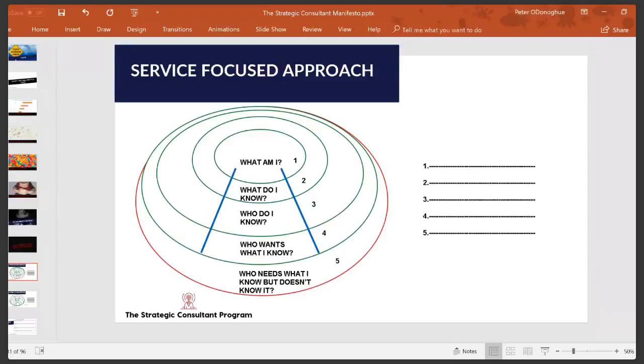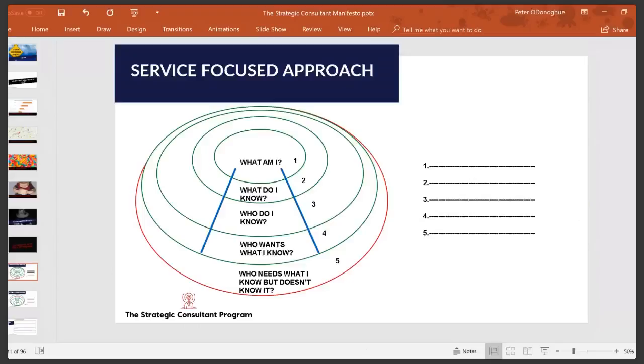It's a model called the service-focused approach. This is where most consultants start. And I know a number of you said you're just starting out, so don't fall into this trap. The thought process goes like this. Number one, who am I? Feel free to write these down when you get the slides. So who am I? And then what do I know? First thing is, who do I know? That's how most consultants start, and it generally creates 12 to 18 months worth of revenue. Who do I know? But after a while, that falls off, and then they're stuck.